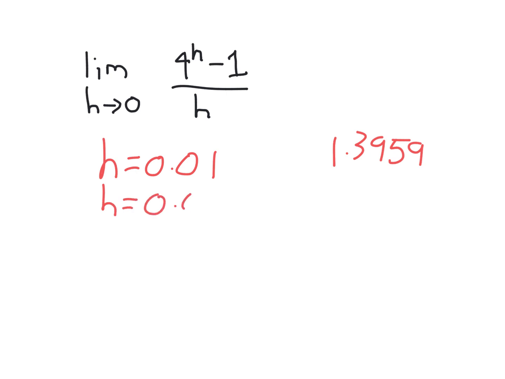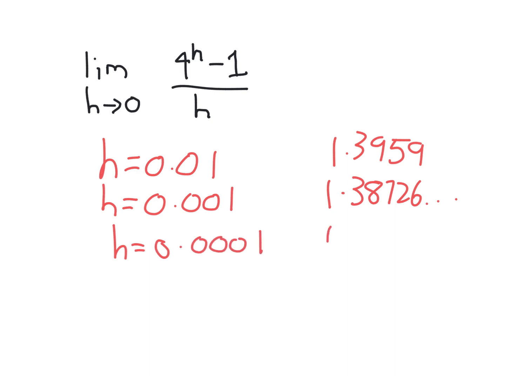Okay, now let's try a value that's even smaller. Let's this time try h is 0.001. So putting that into our calculator for h, we get about 1.38726 and so on. Now we can try an even smaller value for h. And what we end up getting is about 1.38639.